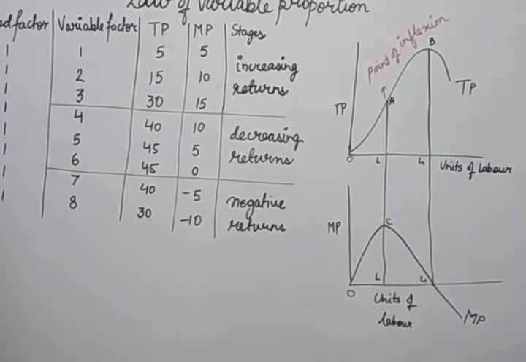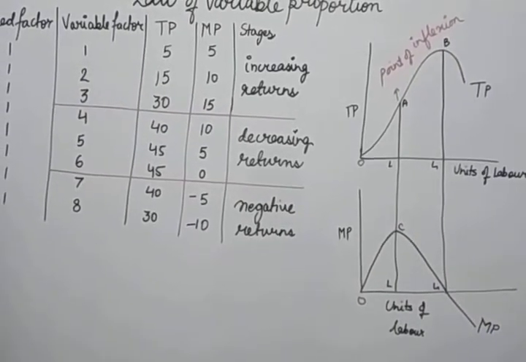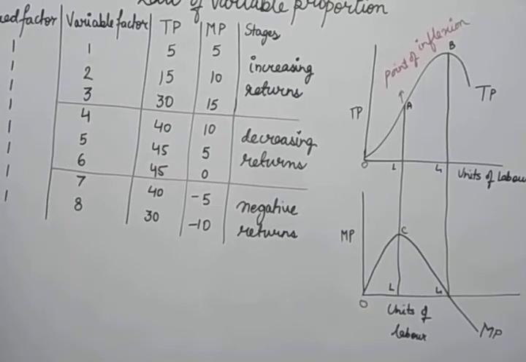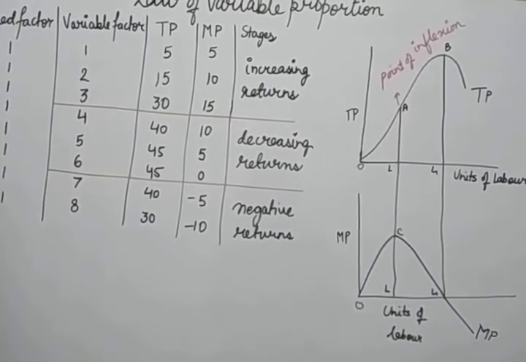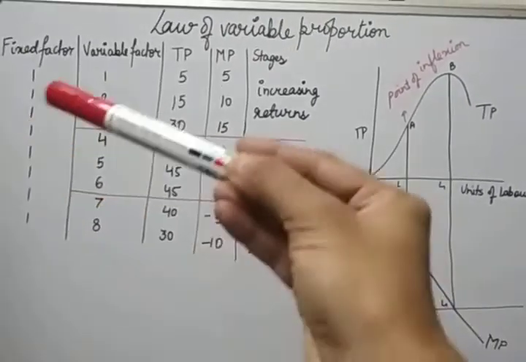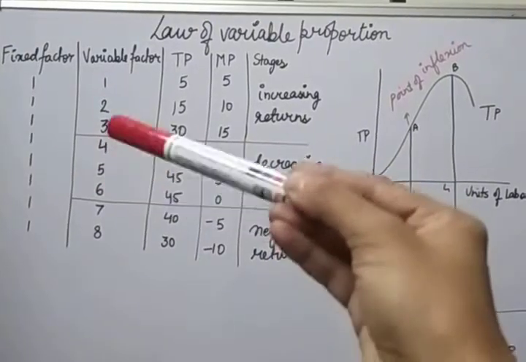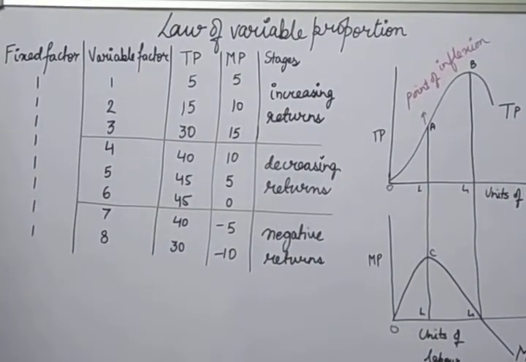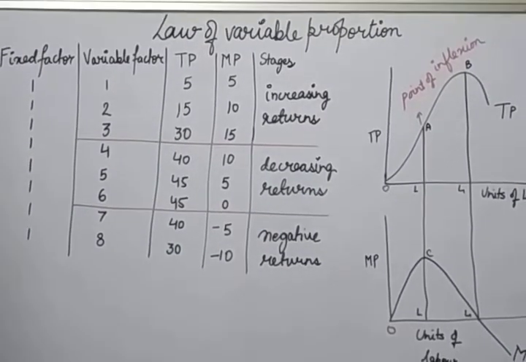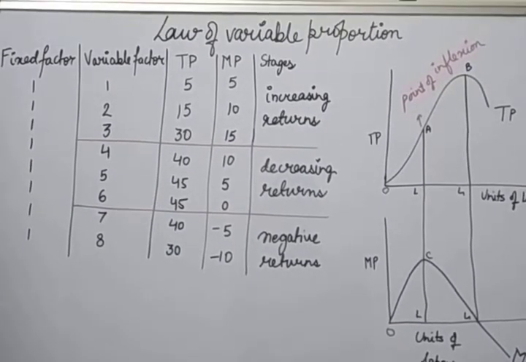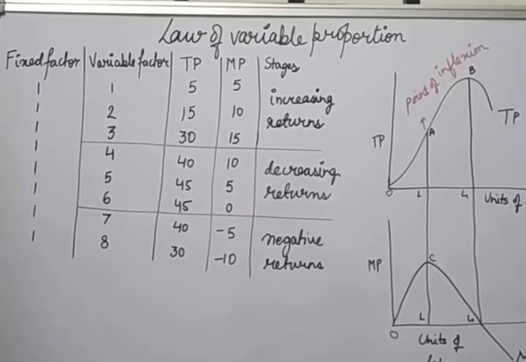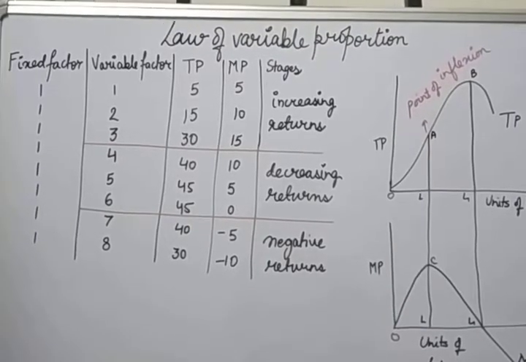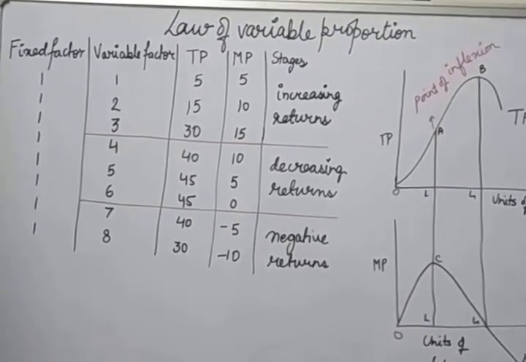Now, what is the reason for this stage? That means after a level of output, there is a pressure on the fixed, because this is a fixed factor. Now we are hiring more variable factor. So some pressure is there on the fixed input, which leads to a fall in the productivity of the variable input. So as a result, the efficiency of the variable inputs declines.